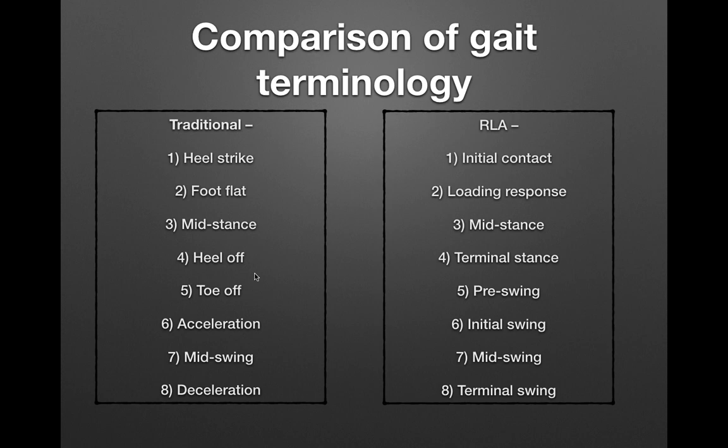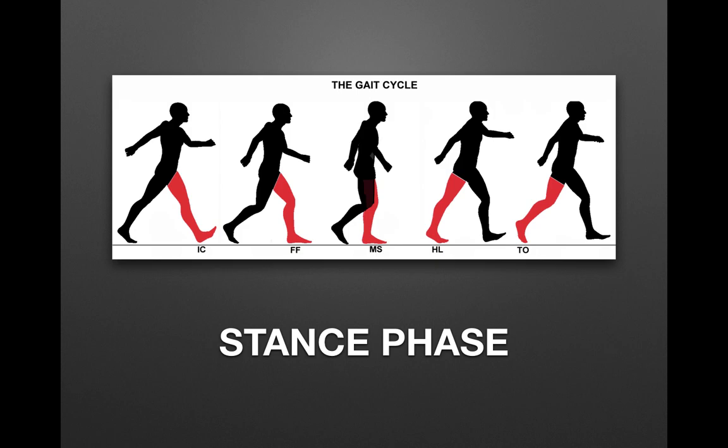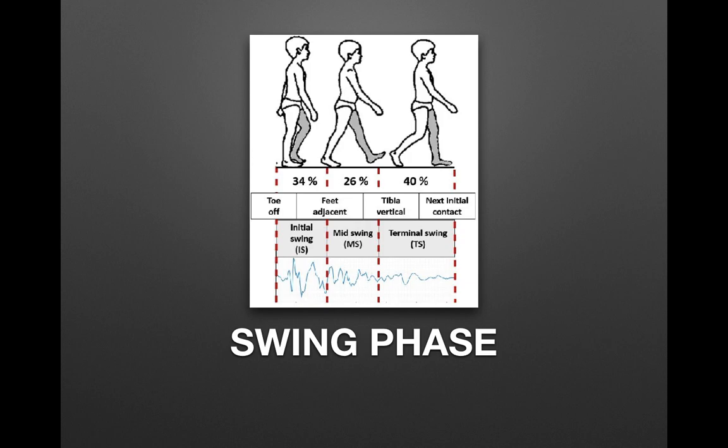When the toe is going off, in the traditional terminology it is called pre-swing. That means the phase which comes before the swing phase is called pre-swing. Acceleration, when you lift the foot up from the ground, is called initial swing in the RLA. Mid swing is mid swing in the RLA. Deceleration, when the foot is going towards heel strike, is called terminal swing in the RLA. So just go through it once. This is the stance phase. This is your swing phase.